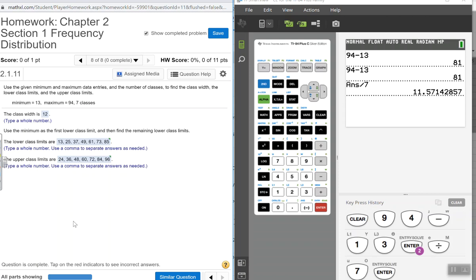Now to get the upper class limits, what I do is I look up here and I see that this class here starts at 25. That's the second class. So the first class has to end at 24. So this is how I get my upper class limit for all my classes. Then you just count by 12. So if you take 24 and add 12, you're at 36, plus 12 is 48. So that's how we can get all of our lower and upper class limits using a class width of 12.